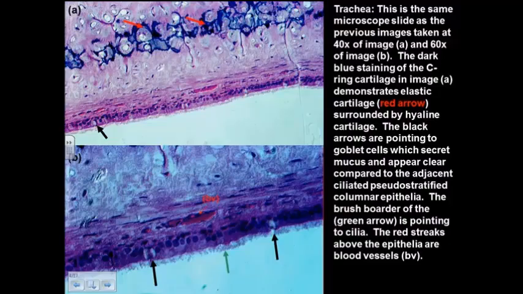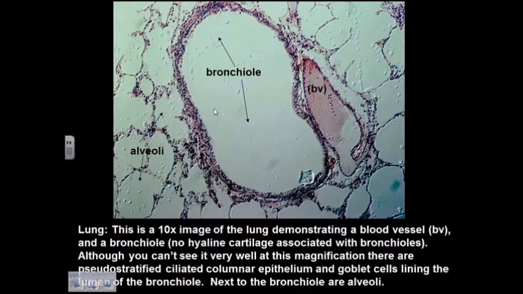So here's some cartilage up here. Here's some hyaline cartilage that's stained with a specific dye. Okay, that's why it looks like that. Here's a nice healthy bronchiole and some nice healthy alveoli. Look at the architecture here.